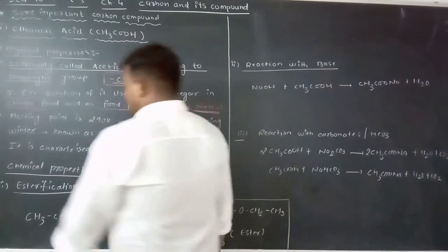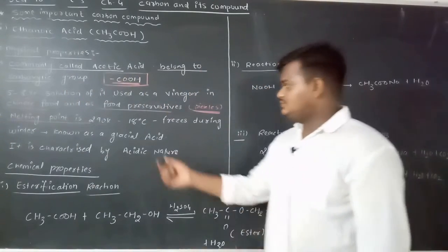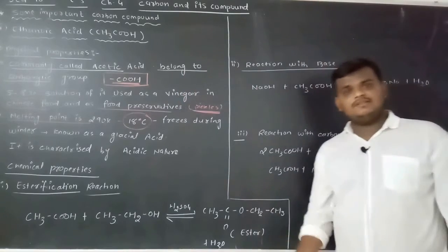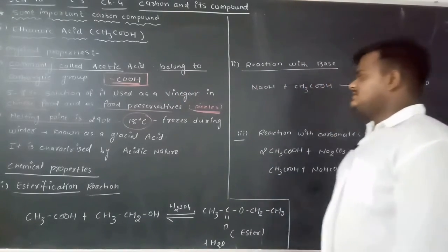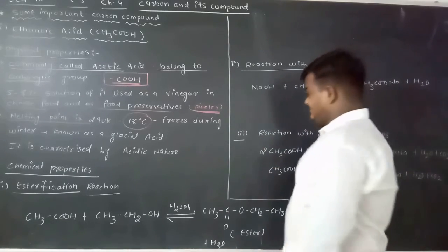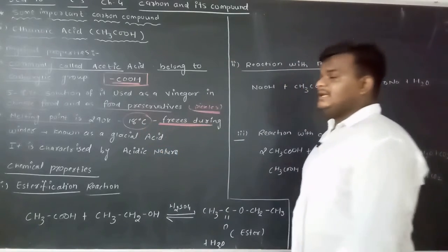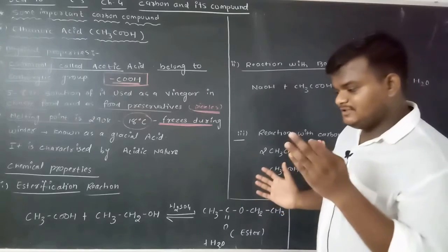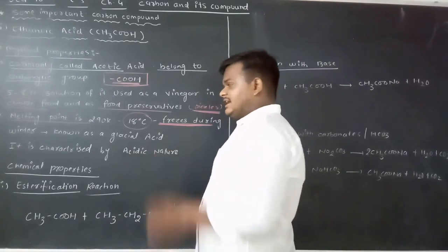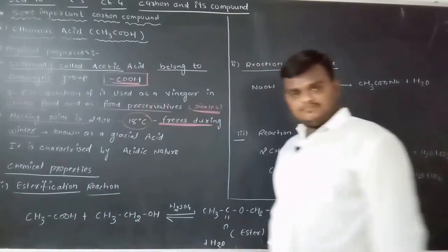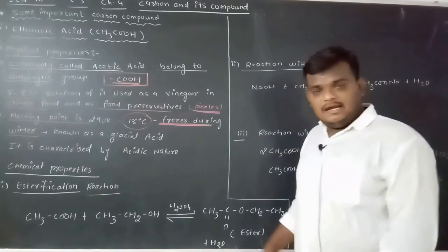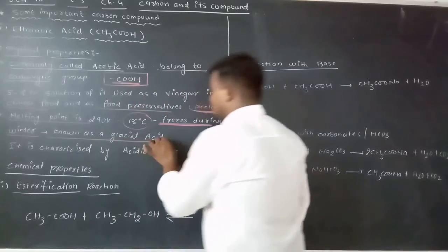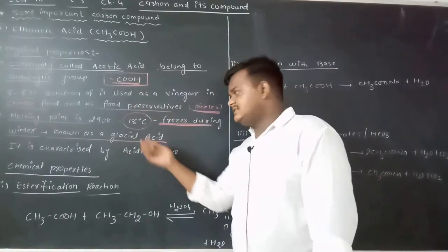Another physical property is that the melting point of ethanoic acid is 290 Kelvin. 290 Kelvin means 18 degrees Celsius, which is less than normal room temperature. Normal room temperature is 25 degrees Celsius, meaning it freezes during winter. In winter it freezes, and it sticks to the surface of the bottle, to the wall of the glass. That freezing ethanoic acid is known as glacial acid. That's why it is commonly also known as glacial acetic acid.